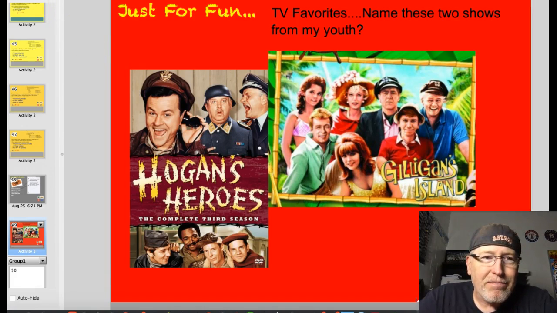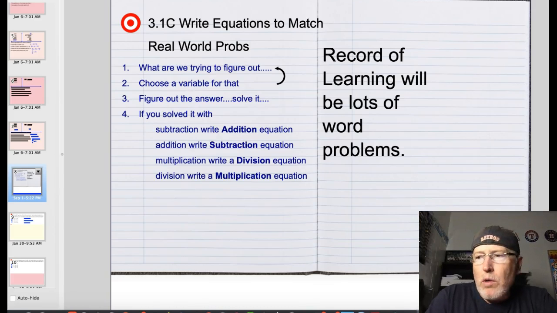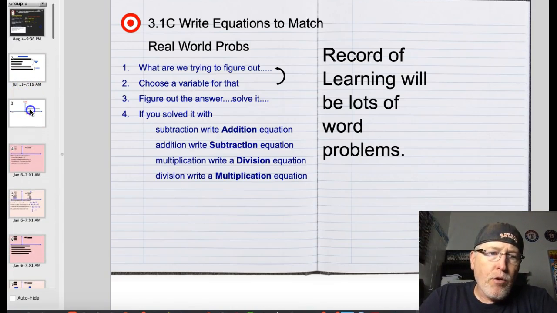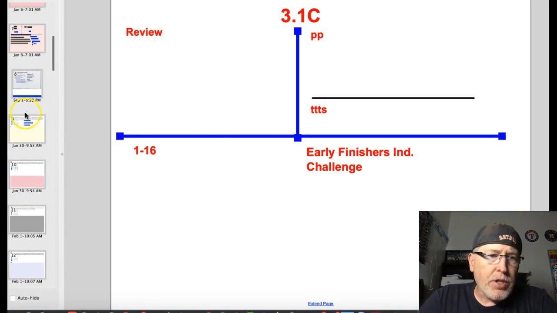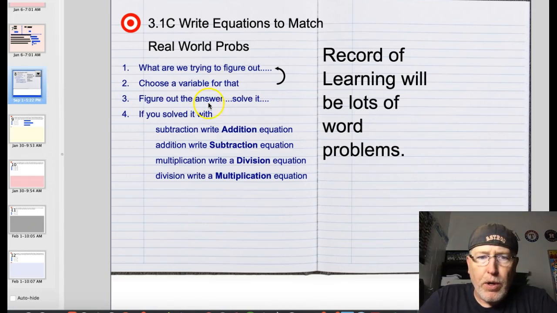Have a good day. Hey folks, welcome back. I think the best way to master this target is just to do a bunch of problems together. So really that's what we're going to be doing today. If you remember right, we're going to do 16 of them together. And then those of you who find this very easy and are able to get through the quiz in a hurry, you can come back and look at some of the early finisher independent challenge problems I have at the end. But let's just get started with a little bit of a review here.